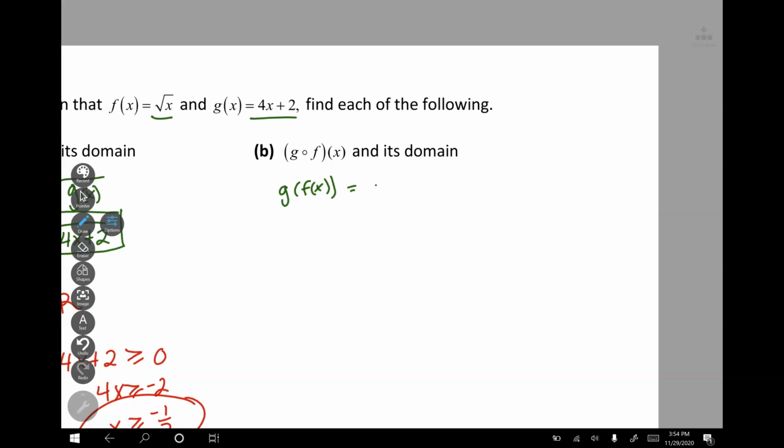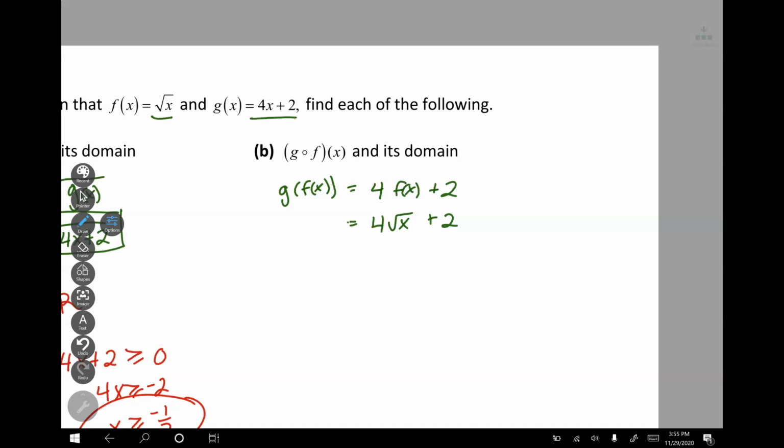So function g is 4x plus 2. So that's 4 times f of x plus 2, just replacing that x with f of x. F of x is the square root of x, so that's 4 square root of x plus 2. Okay, that's the composite function.